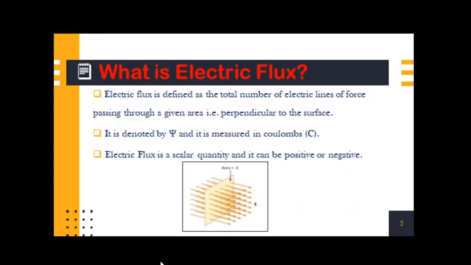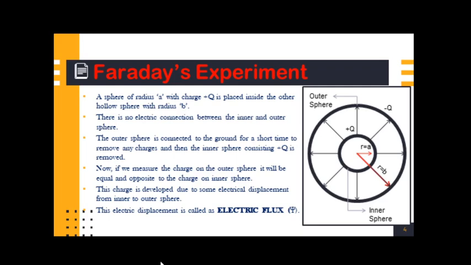What is electric flux? Electric flux is defined as the total number of electric lines of force passing through a given area that is perpendicular to the surface. See this figure, it is denoted by psi and it is measured in coulomb. Electric flux is a scalar quantity and it can be positive or negative.